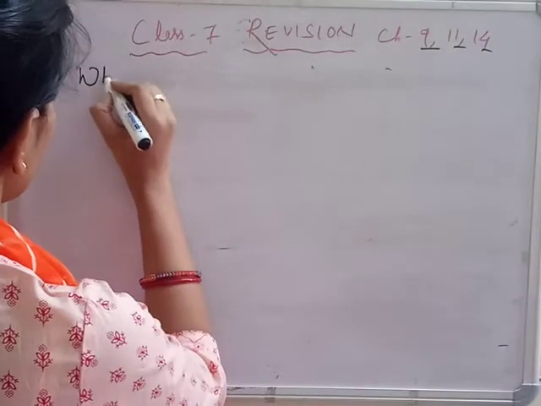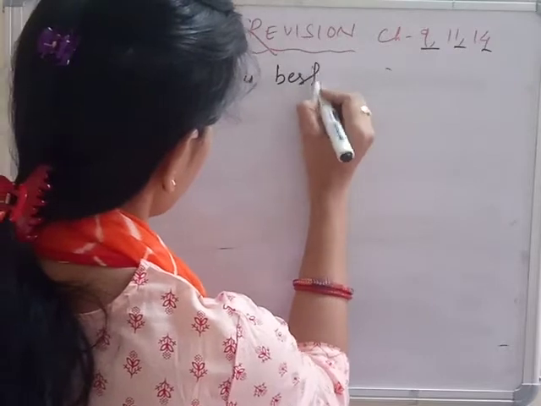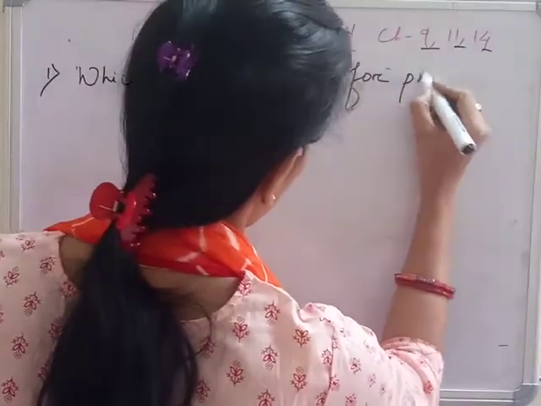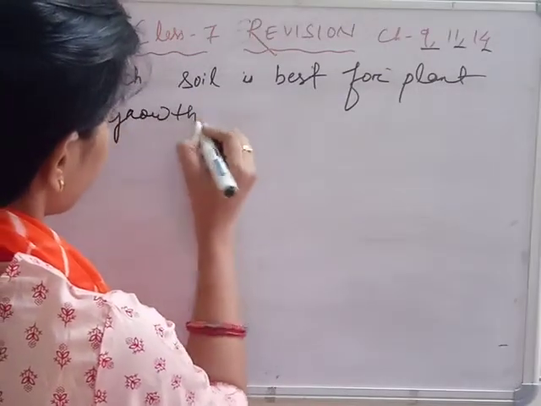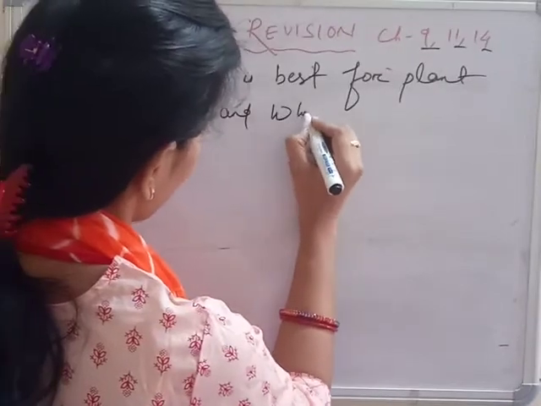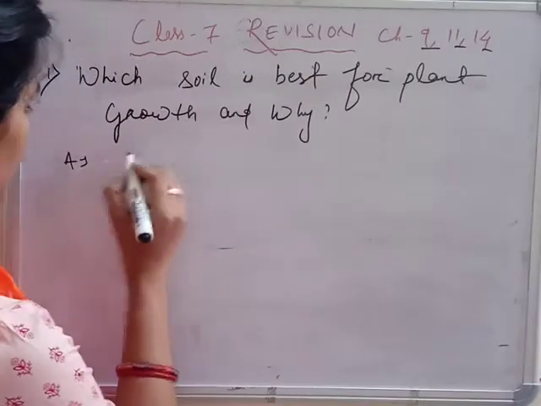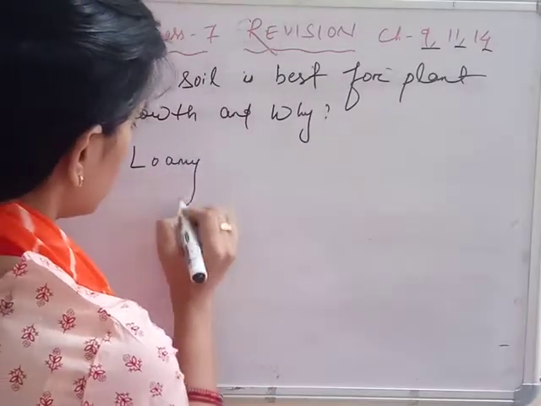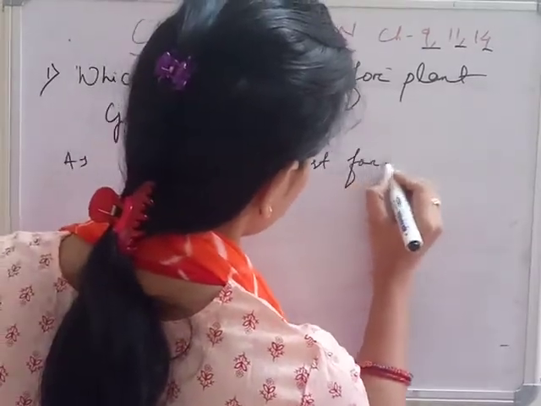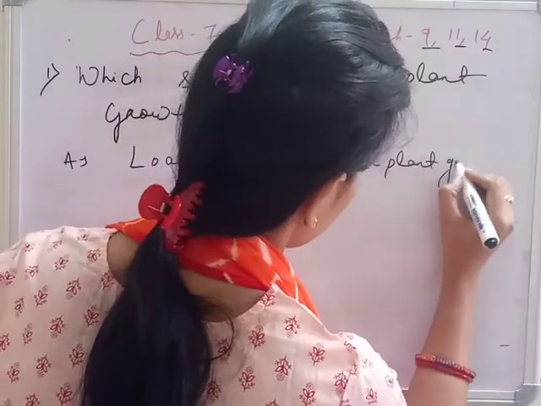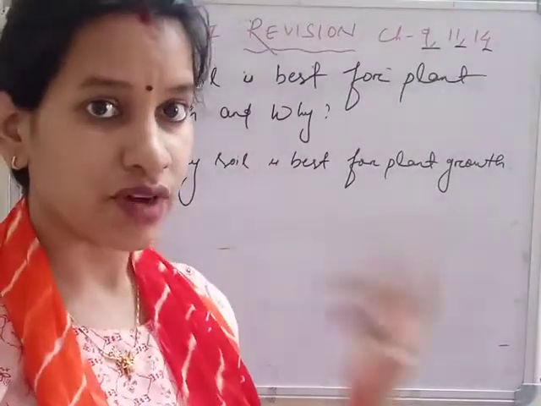So which soil is best for plant growth and why? Your answer is loamy soil. Loamy soil is best for plant growth. So why? You have to write the reason why.